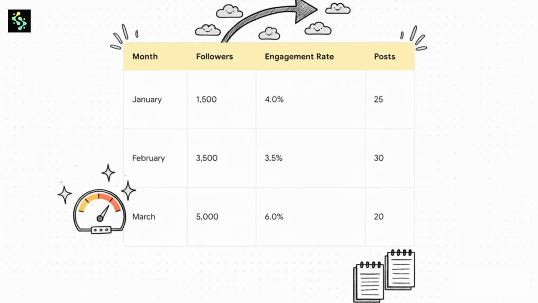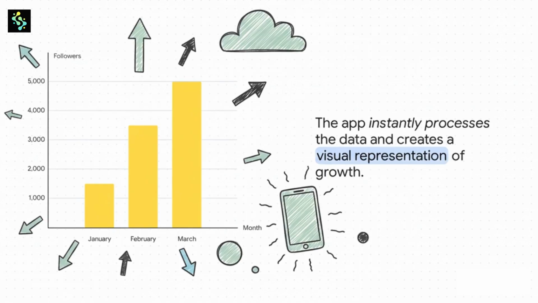So the app it builds is ready for our data. It gives us a table, and we just start plugging in the numbers for each month. Followers, engagement, number of posts, everything. And here's the magic. As you add the data, the app brings it to life. It instantly creates this bar chart so you can see that follower growth trend without having to stare at a spreadsheet. It makes it obvious.